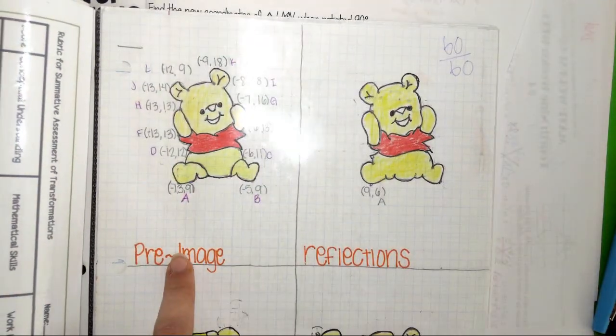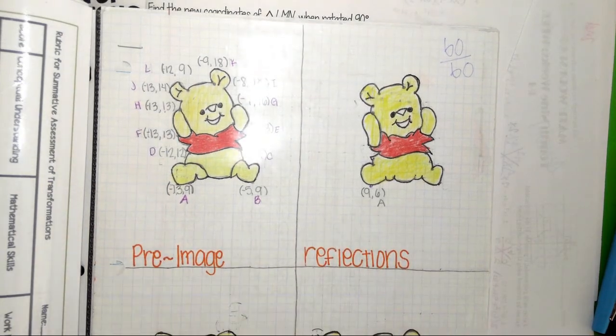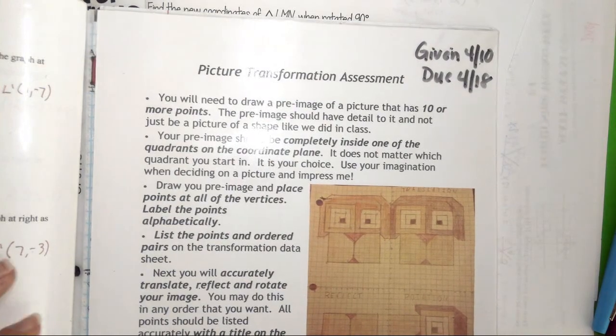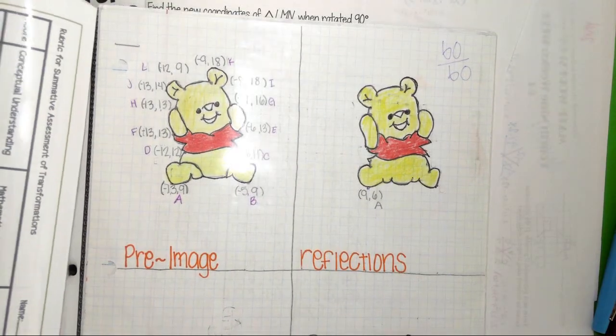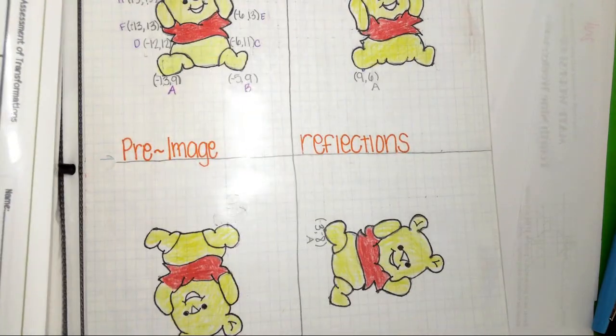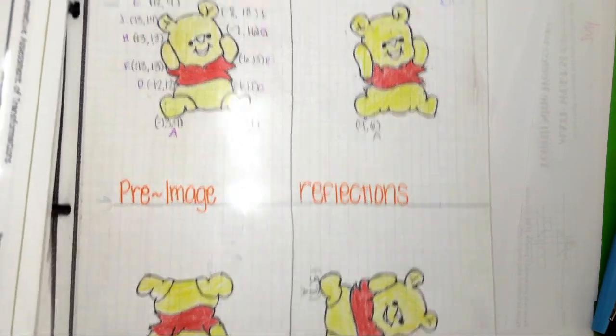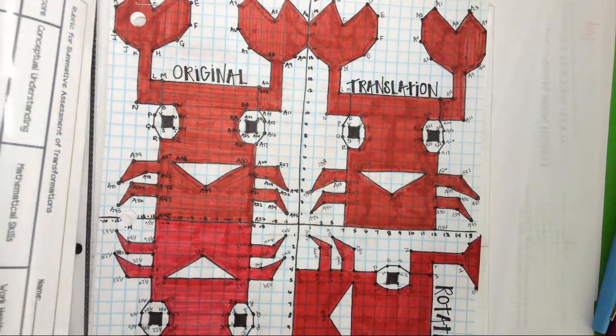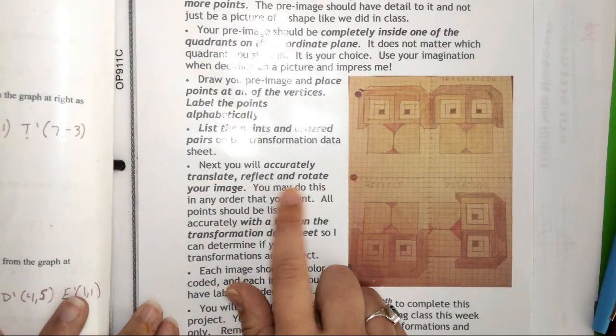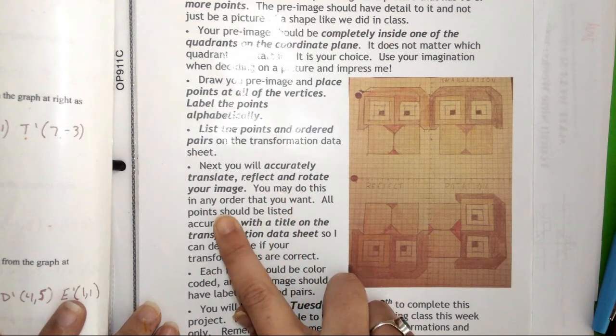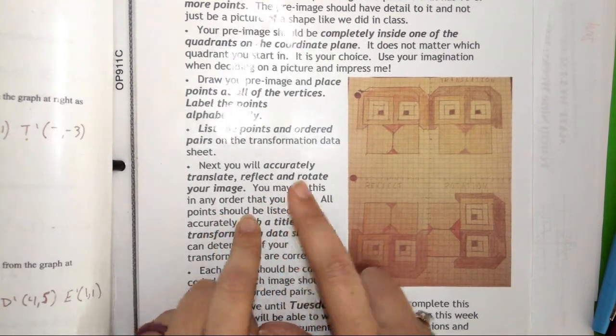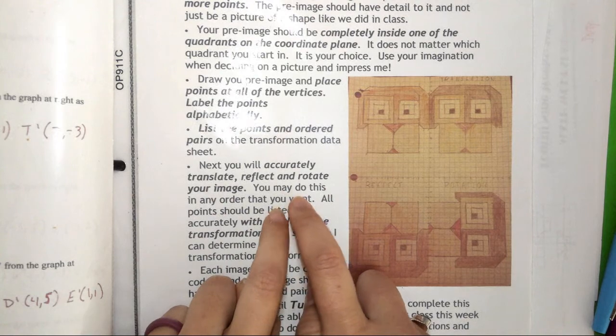Now you need to label what's the pre-image, what's the reflection, the translation. Does everybody understand? Alright, so you have to translate, reflect, and rotate. You may do this in any order you want. Underline that. You may do this in any order you want.